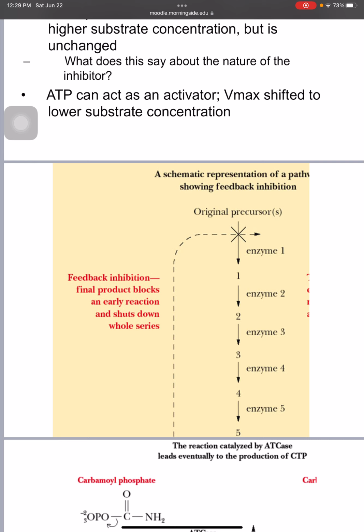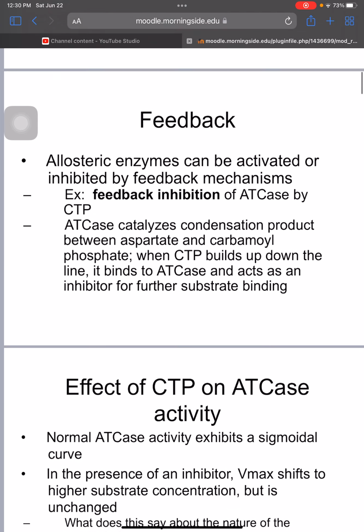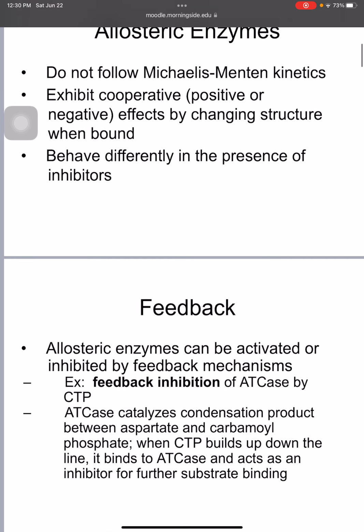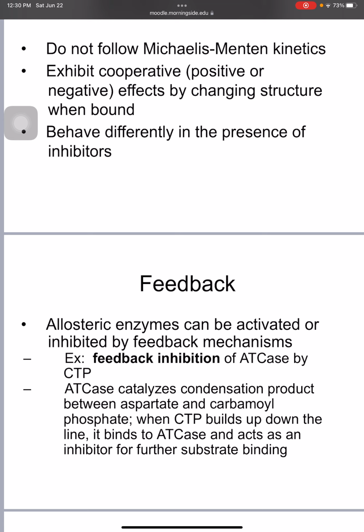Eventually, you'll get to the point where CTP is needed, and it can detach from your ATCase, go back into the assembly line, and then things can start back up as needed, right? So that's a really good example of how you see something called feedback inhibition a lot of times with allosteric enzymes. And that's an organism's way of naturally saying, hey, we already got enough of this, we don't need to make any more, we're going to shut down the assembly line for the moment.